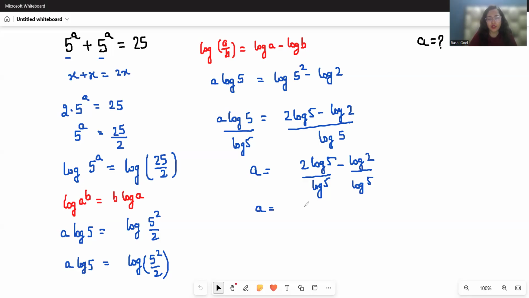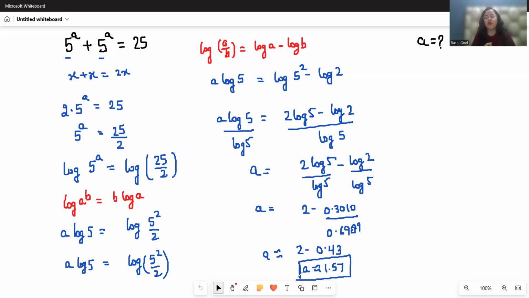So a is equal to 2 minus log 2, which is approximately 0.3010, by log 5, which is 0.6989. So a is approximately 2 minus 0.43, which is 1.57, the value of a. So that's how we can solve this exponential equation with like terms.